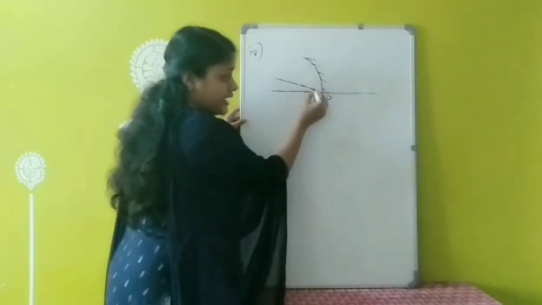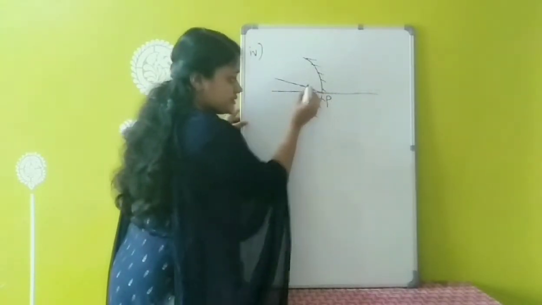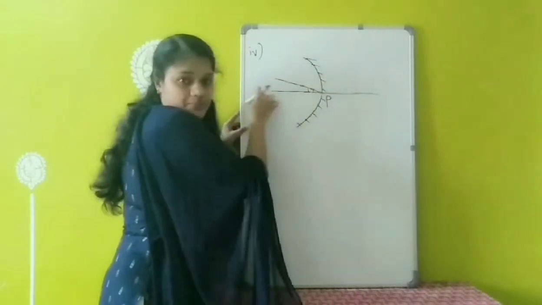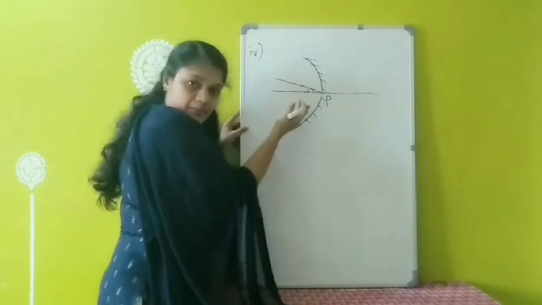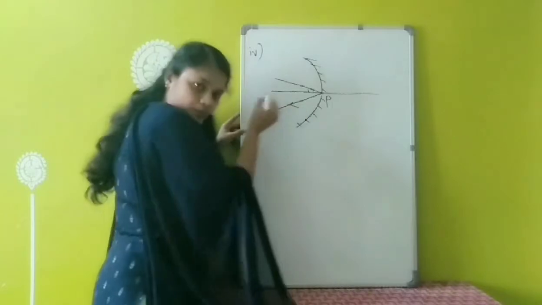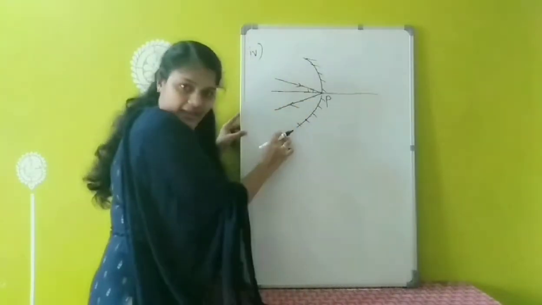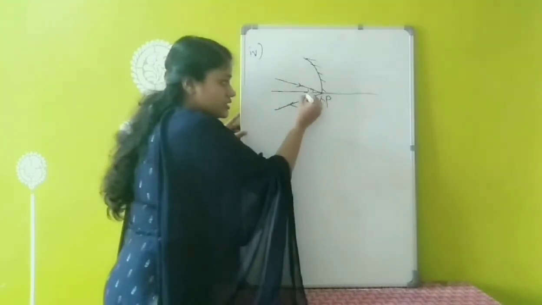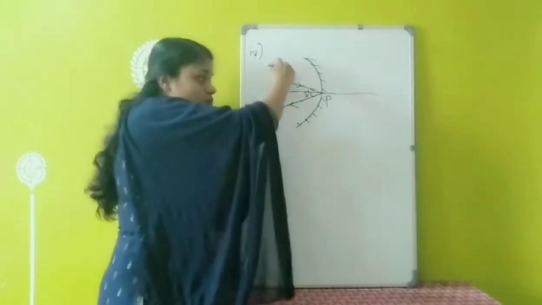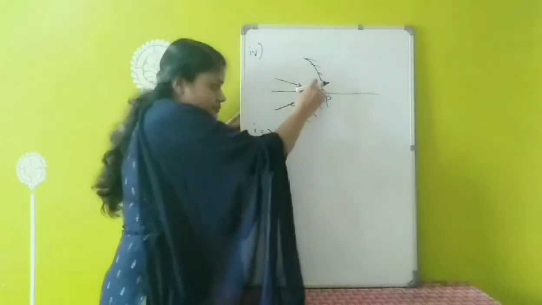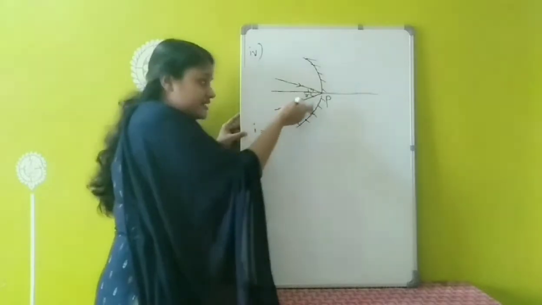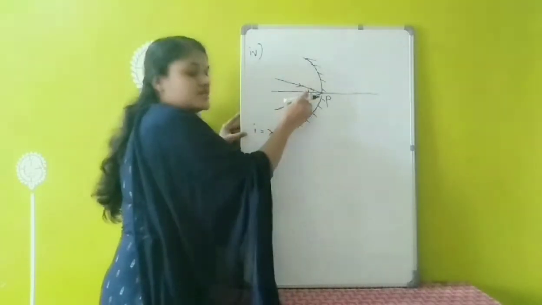Obliquely means making some angle with the principal axis. So this light ray falls obliquely on the principal axis. At the pole, what will happen? It may reflect back, obliquely, making the same angle. That means this is R, so I must be equal to R. So a light ray which falls obliquely on the principal axis at the pole, after reflection passes obliquely making the same angle. That means I must be equal to R.